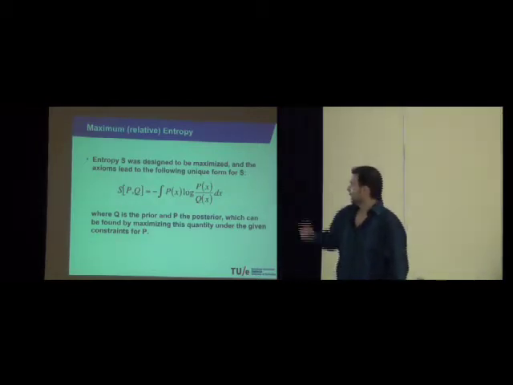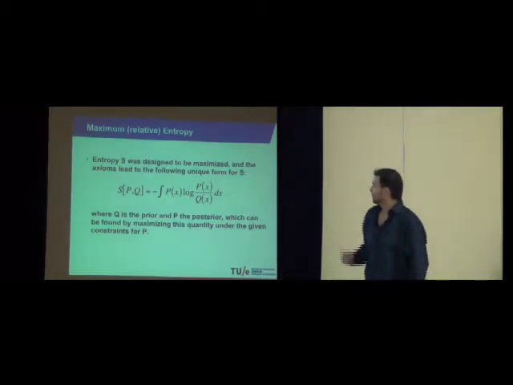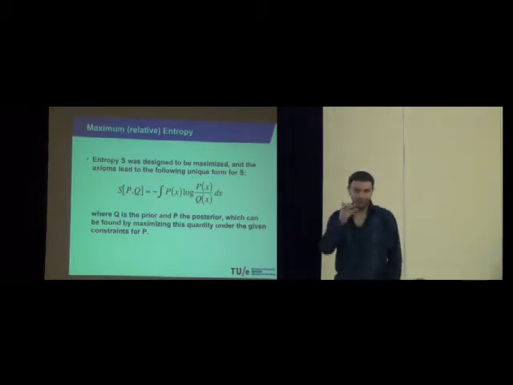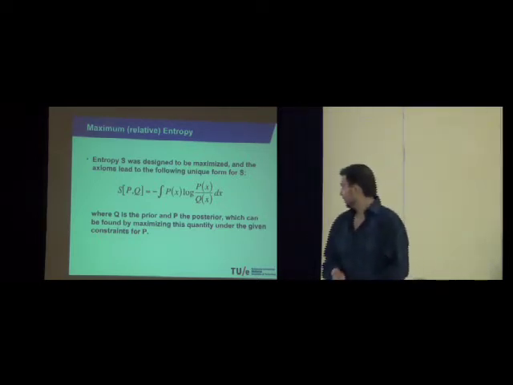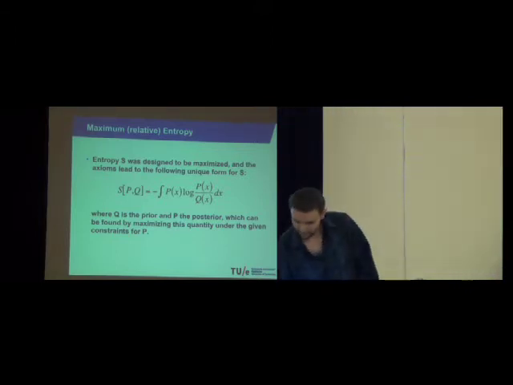We call it entropy S. It was designed to be maximized, and it has this form. You all know it, probably. Vacuous prior and repeated posterior. So this can be used for constraints and for priors. I think it's very good and useful.